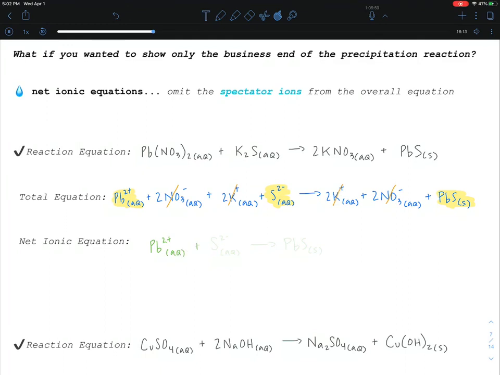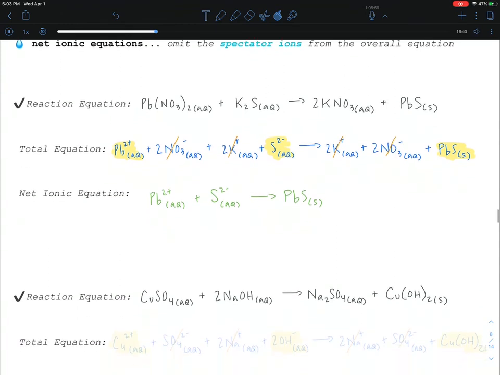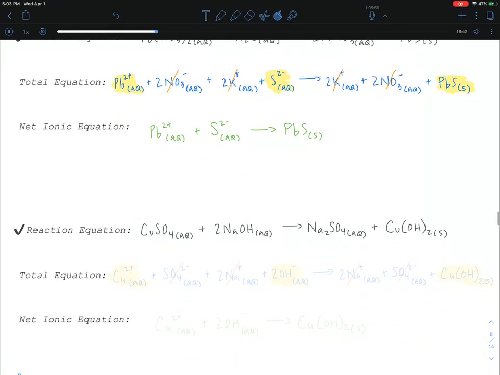The ions that took part in the precipitation reaction are these guys. And what did they make? They made the precipitate, or the insoluble solid. That is the net ionic equation. This is useful for us when we want to look at the mole ratio of the ions relative to the precipitate that is formed. When we get into a stoichiometric calculation for a reaction like this, it is going to actually be helpful for us. Let's try one more.